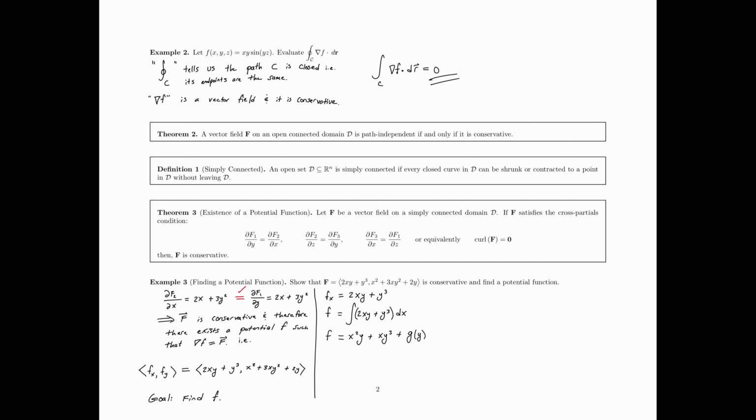And now what we're going to do is refine again. Because what piece of information have we not yet used? We haven't used the fact that the y partial derivative of f is this component. So now we're going to do a second round of refinement. So maybe we'll just section this off. That was round 1 of refinement. Round 2, we're going to go ahead and take the y partial of this expression.